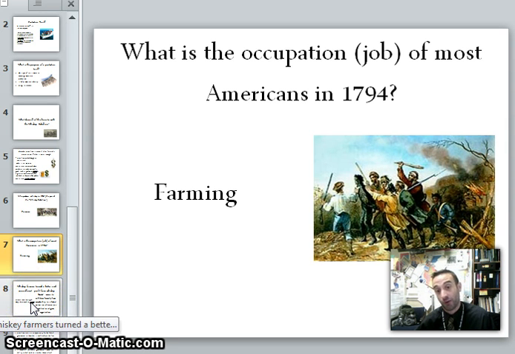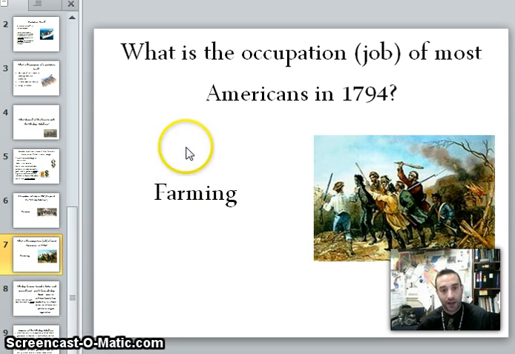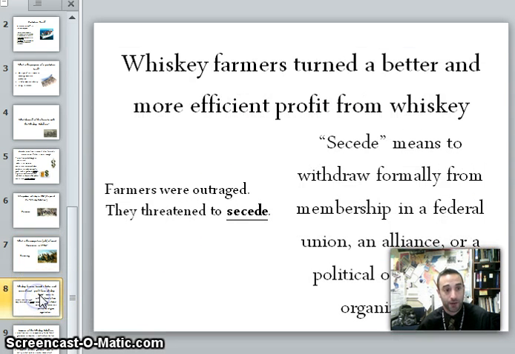Or transported and then sold as whiskey, all right? So again, the occupation of most people at this point, the producer, is farmer, or is farming, and are farmers in America. So whiskey farmers turn a better, more and more efficient profit from whiskey, right? Farmers are so outraged that they actually threaten, in some cases, to secede. And this is the first time we've seen the word secede in our class at this point.